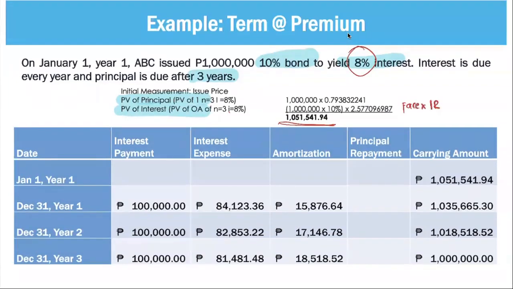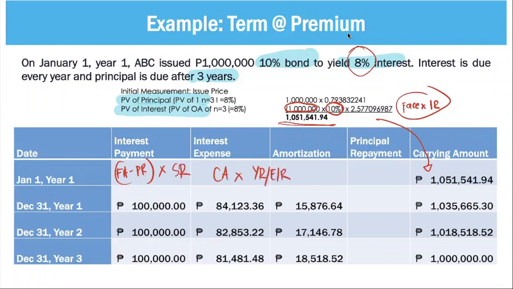Notice, guys, in your PV of interest, do not forget, you just need to get for the face amount first. You multiply to your interest rate. Okay, so that's why we have here 1 million times 10%. Once we get the carrying amount of the bond, we have 1,051,541.94. We can amortize that already. So in your interest payment, again, that is equal to your face amount less any principal repayment multiplied by your stated rate. For your interest expense, that is equal to your carrying amount multiplied by your yield rate or effective interest rate. Amortization, interest payment less interest expense.